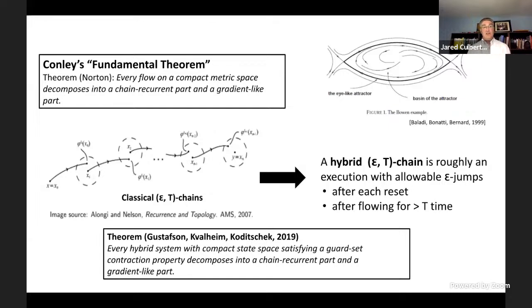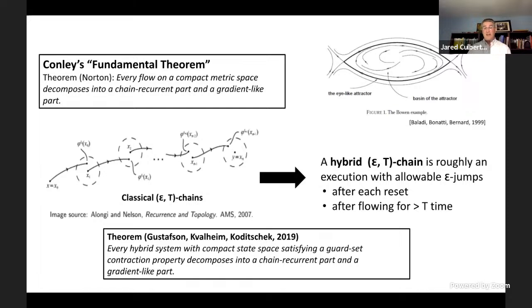Just as Conley found it useful to generalize the idea of classical trajectories for his fundamental theorem, we found it really important to generalize the notion of hybrid execution, so that it is not strictly based on flowing and then jumping in this precise way. Now you're allowed to flow, and you can jump either after you've flowed for time t, or after each reset. It's a direct analog of the classical epsilon T chains that is better behaved in a way that I'll describe in a minute.